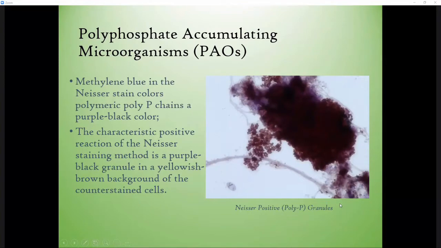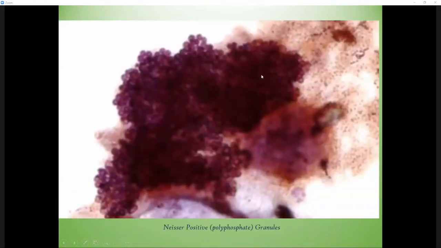What the Neisser stain does is it stains the polyphosphate granules. The PHB stain stains the PHB in the anaerobic zone. The Neisser stain stains the phosphate in the aerobic zone. And so you can see this cluster.